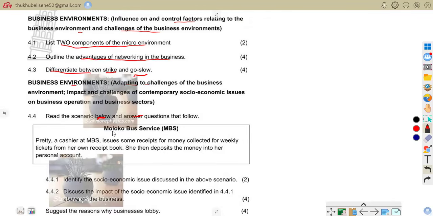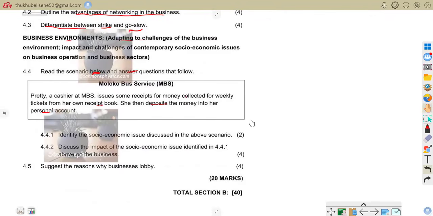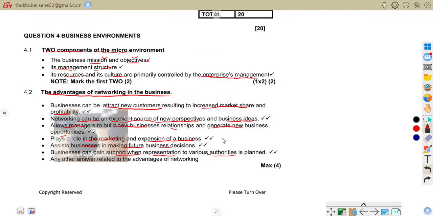Here is our scenario. Moloko Bus Service. Pretty, a cashier at Moloko Bus Service, issues some receipts for money collected for weekly tickets from her own receipt book. She then deposits the money into her personal account. So now we are to answer the questions that follow. Identify the socio-economic issue discussed in the above scenario.